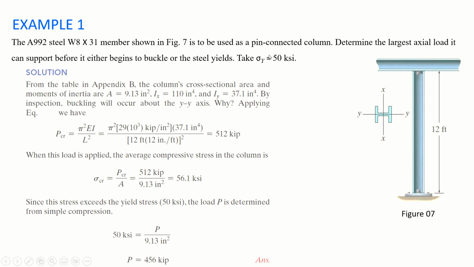For example, for this yielding, what will be the yielding load? The yielding load will be equal to the yielding stress multiplied by area. So the yielding load is 456 kip, which is less than 512 kip. So the column will not buckle first, it will first yield, and the material will fail first.